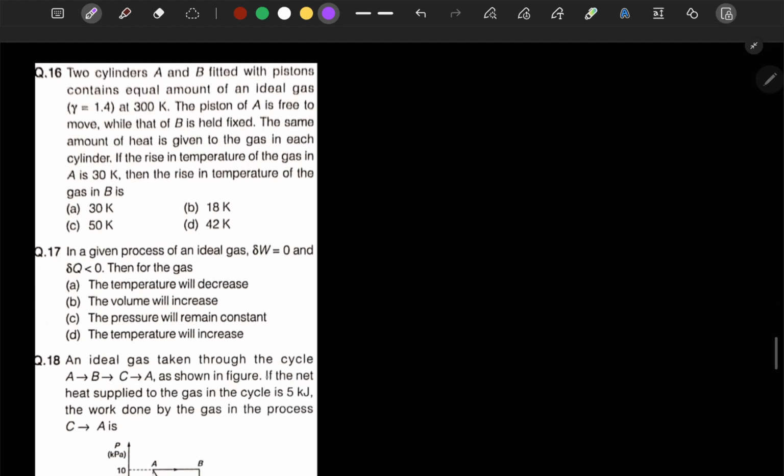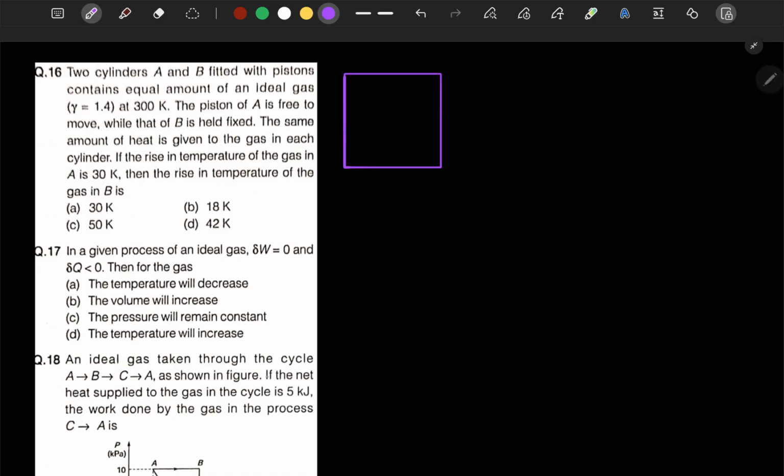Next we will be moving to question number 16. In question number 16 it is asked: two cylinders A and B fitted with pistons contain an equal amount of ideal gas at 300 Kelvin. The piston A is free to move while piston B is held fixed. The same amount of heat is supplied to the gas in each of the cylinders. The rise in temperature of the gas in case A is 30 Kelvin. So it is mentioned that there are two piston cylinder arrangements.